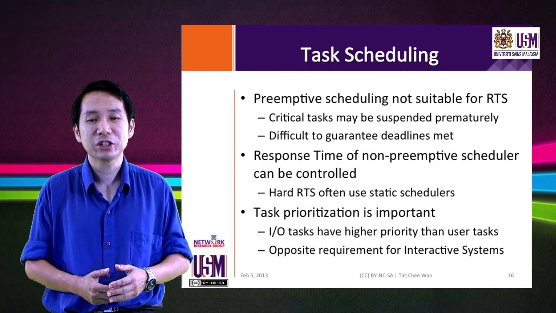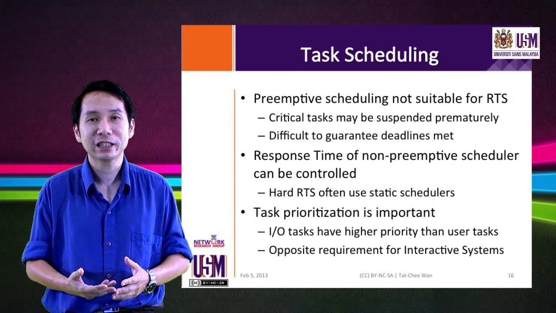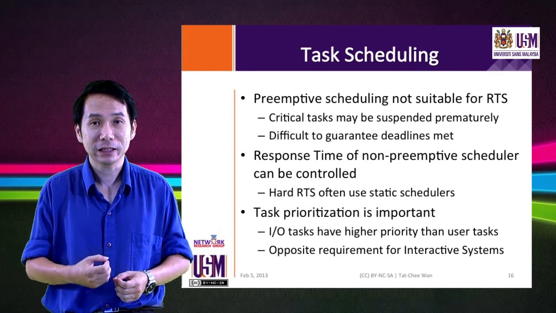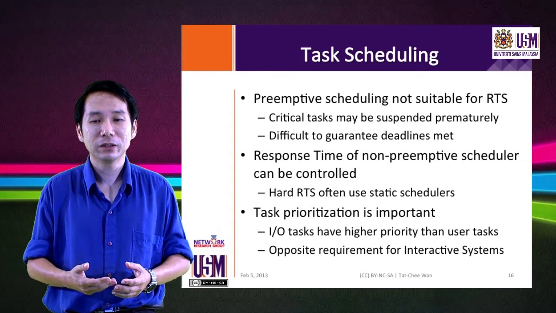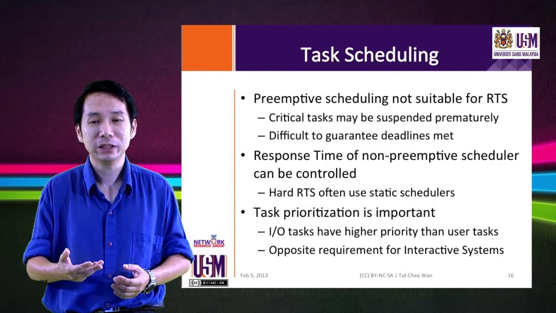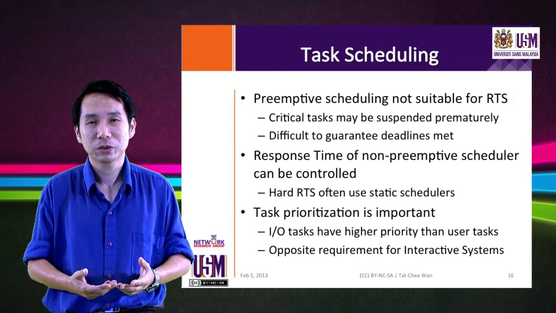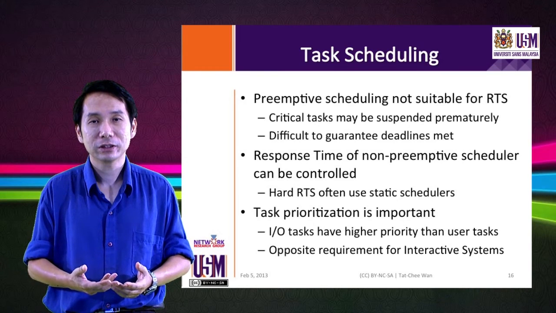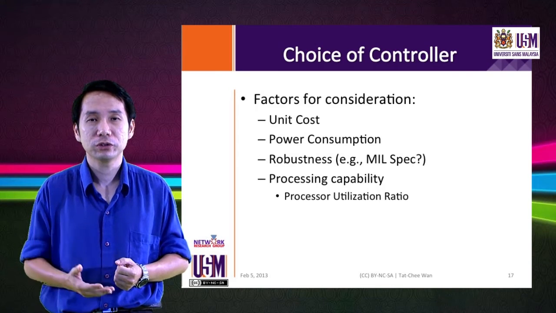So task prioritization is important. Firstly, I/O tasks obviously have to have a higher priority than user tasks because we want to deal with input events as they occur. And second, this tends to be the opposite requirement for interactive systems, which need to have a higher priority for user tasks in order to provide a good response time to the user generated events and inputs. Next, we look at the choice of controllers.